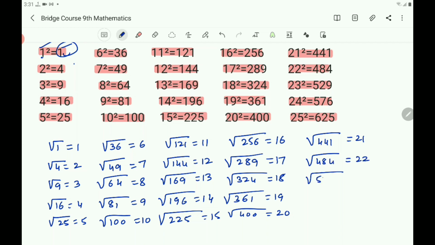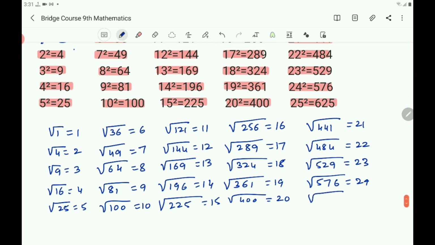Square root of 529 is 23. Square root of 576 is 24. Then square root of 625 is 25.